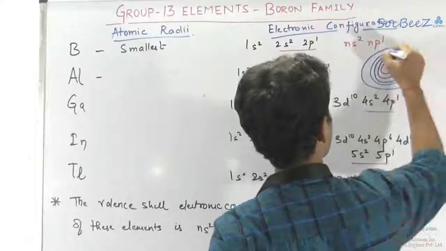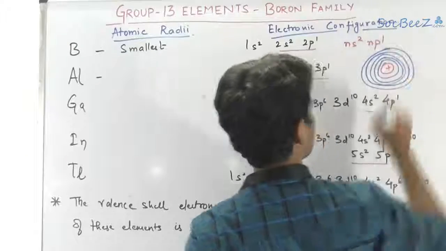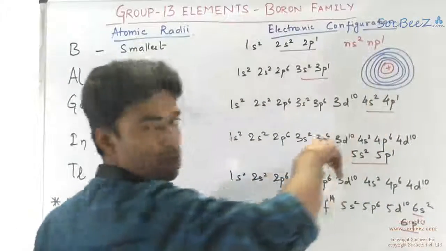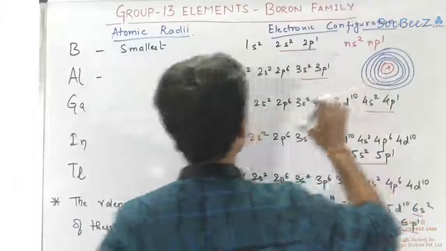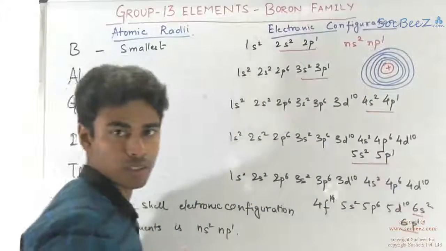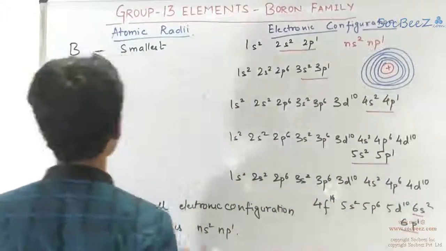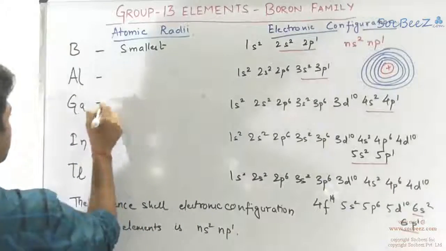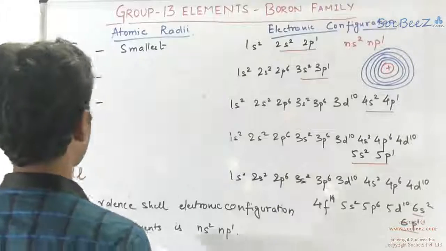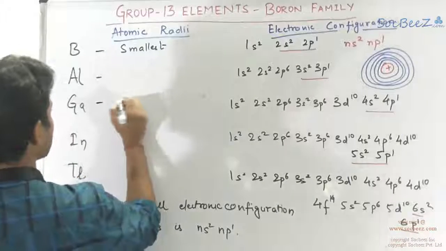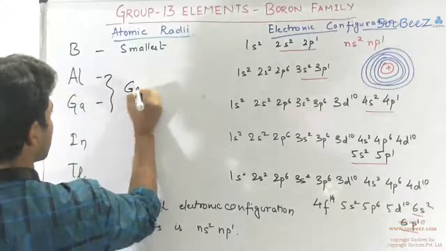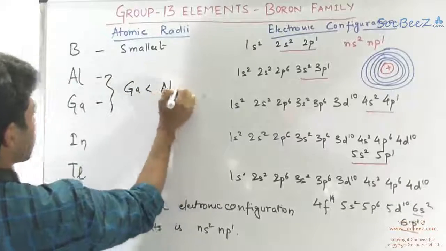These rings are getting bigger and bigger in number. So as the number of orbitals or rings increases, the size of the atom is expected to increase. You expect it to increase. But what happens is that in case of aluminium and gallium, the radius for gallium is less than aluminium.